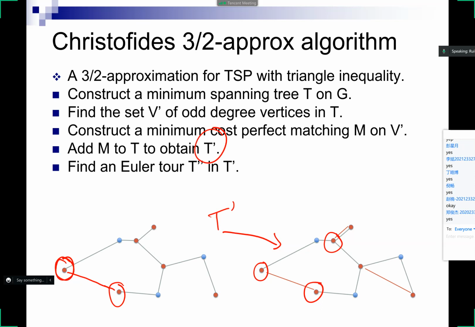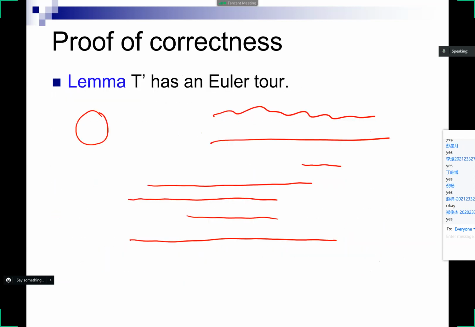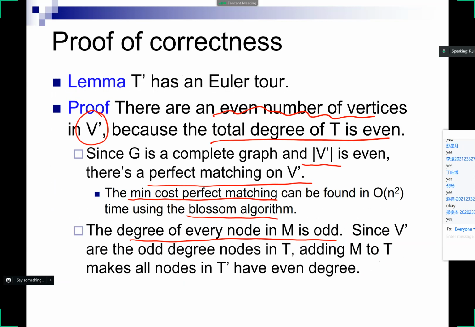Okay. And now, we have that Euler theorem, which says that if you have a graph where all the nodes have even degree, then it's guaranteed that you have an Euler tour. So that's why we are guaranteed that you can find this Euler tour. So that proves this lemma over here. Does that make sense? Any questions about this?